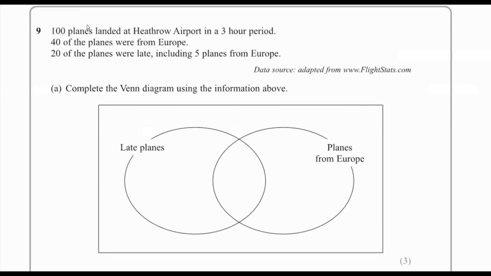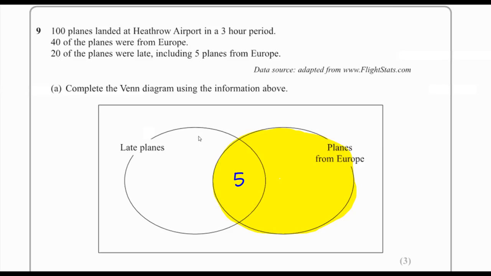Question 9. 100 planes landed at Heathrow Airport in a 3-hour period. 40 of the planes were from Europe. Okay, planes from Europe, we've got a circle over here. So if I highlight the planes from Europe, anything within this yellow highlighted region is from Europe. 20 of the planes were late, including 5 planes from Europe. So the circle next to the yellow one is late planes. So if it's in the middle of both, then it was from Europe and it was late, and we've just said that 5 planes were late from Europe, so 5 goes there.